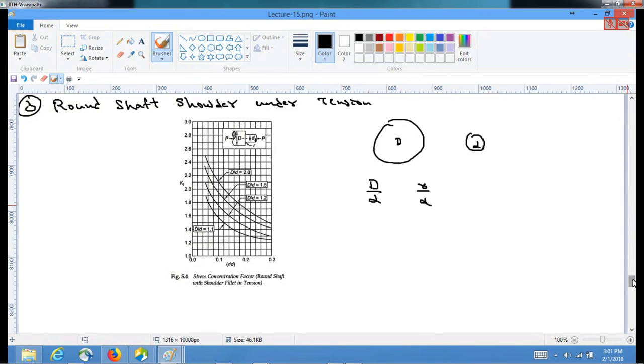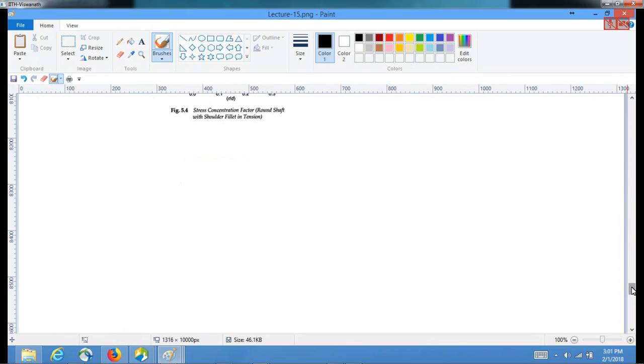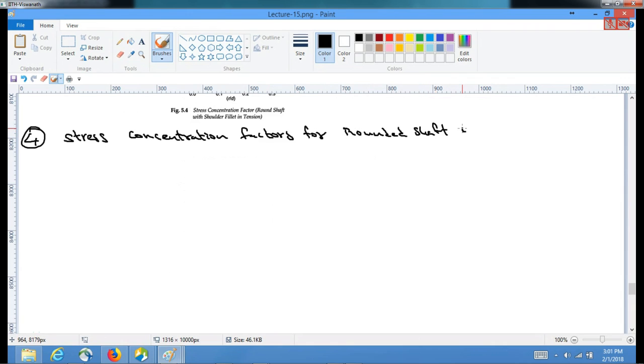Similarly, the shafts can also be subjected to bending. So the fourth case is stress concentration factors for a round shaft with shoulder under bending.